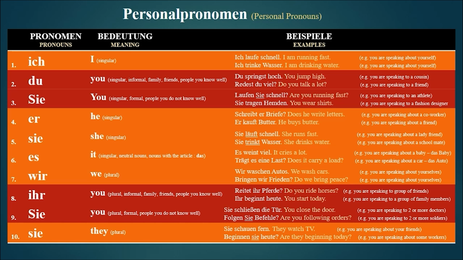So this is a summary of what we've learned so far. So far 10 variations and forms of pronouns and how they are appropriately used. If you have any questions, you can comment, and then I will see what I will do to explain this further. Thank you so much. Dankeschön.